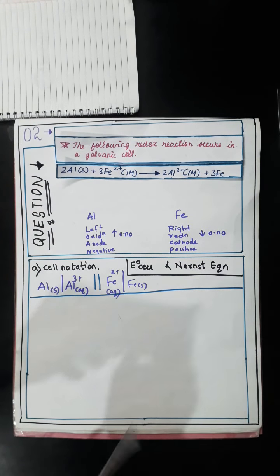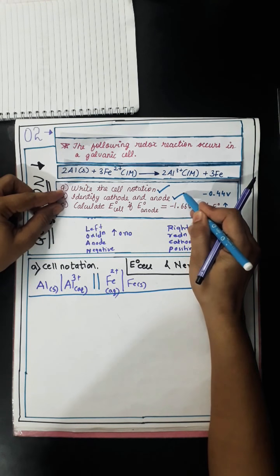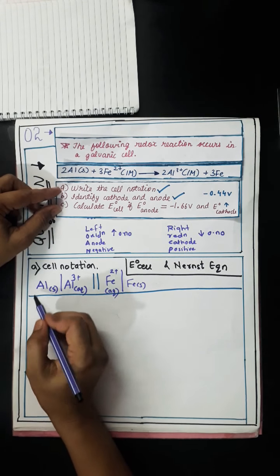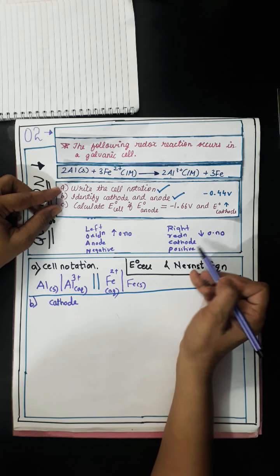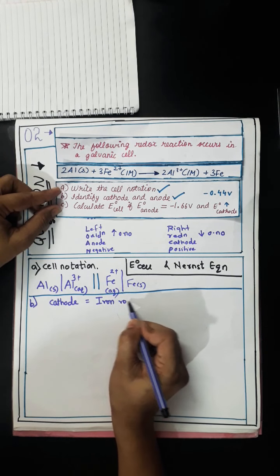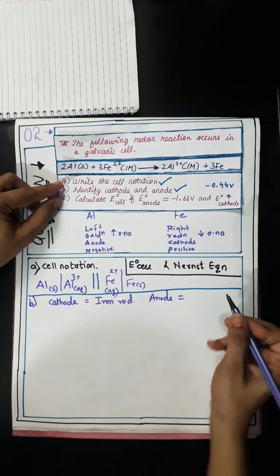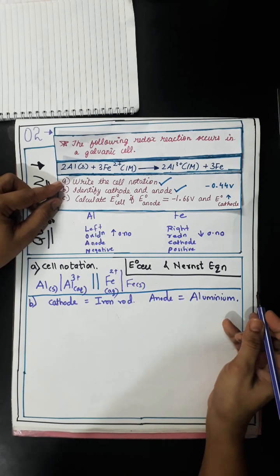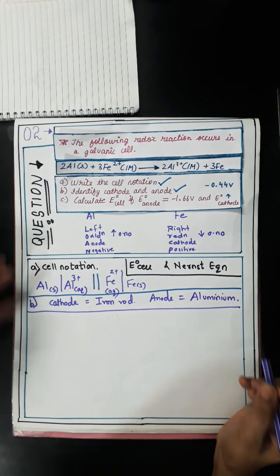Now let us look at the B part. Here I put a tick mark in front of B. Identify cathode and anode. I think we have already done this. What is the cathode over here? Cathode is iron, an iron rod you can write. Then what is acting as anode over here? Anode is aluminium, an aluminium rod or aluminium element, we can write like that. So we are done with the B part also.